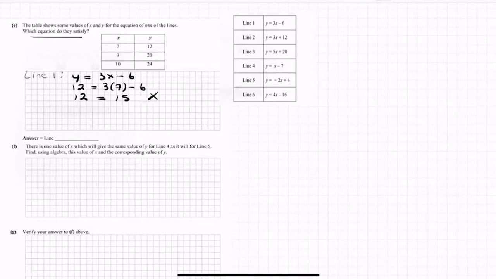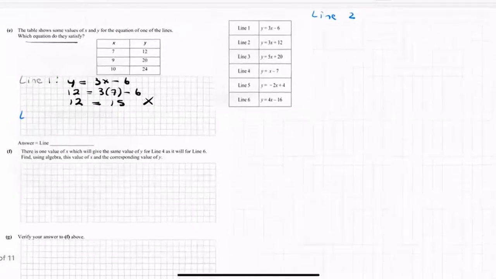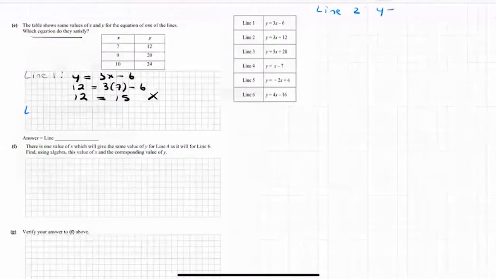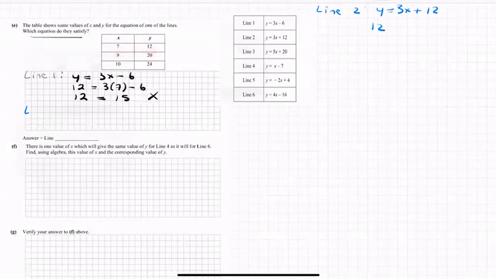So I don't have to sub in 2 and 3, because it tells me that all of these values satisfy one of the lines. So let's try line 2. Line 2 is y is equal to 3x plus 12. Let's sub in that first point again, 7 and 12. 12 is equal to 3 times 7 plus 12. Well, this is all positive, 21, 33. 12 is not equal to 33. It's not line 2.